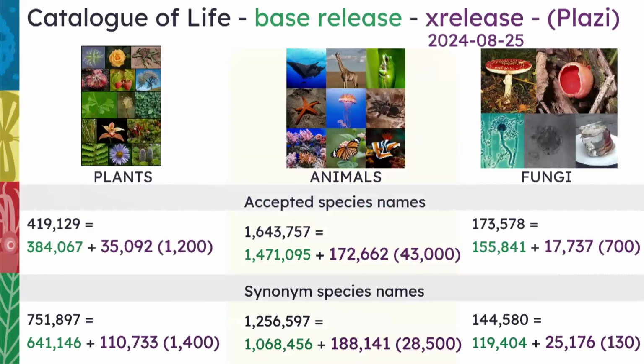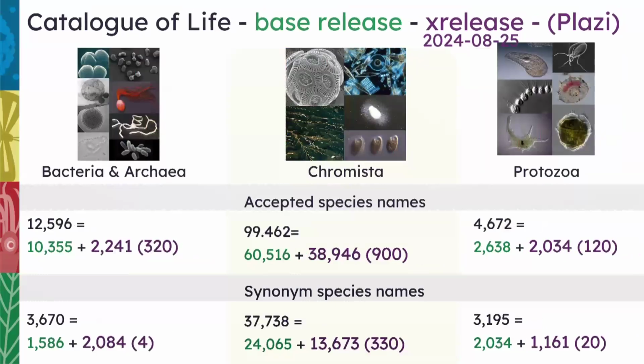In this slide and the next one, we show the species content in each kingdom, distinguishing between accepted names and synonyms. The green numbers represent the base catalog, and the purple ones represent the names merged into the extended release. The number of names integrated from multiple datasets is indicated in parentheses. Here are the numbers for plants, animals, and fungi, and here for bacteria, chromista, and protozoa.